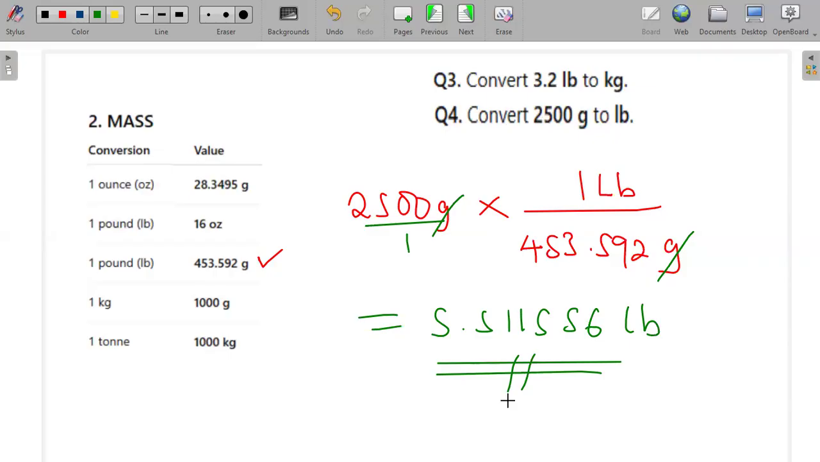Okay, so that's how we use dimensional analysis. For dimensional analysis, we need to know the conversion factor. And then we arrange that conversion factor in such a way that it's going to cancel out with the units where we're coming from. And then we're just going to remain with the units where we're going. Okay, so any questions there?